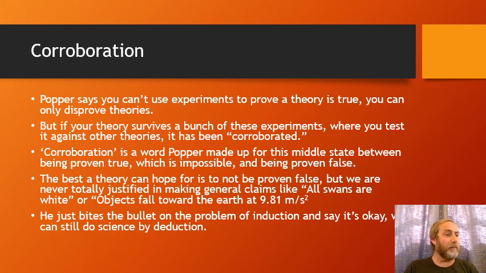But Popper comes up with a new term for what happens when a theory has survived a bunch of tests and sort of keeps not being falsified. And he calls that corroboration, right? So it's not quite being proven true, right? Because that can't happen deductively, but it's pretty good, right? That's the best a theory can hope for, is to be corroborated, right?